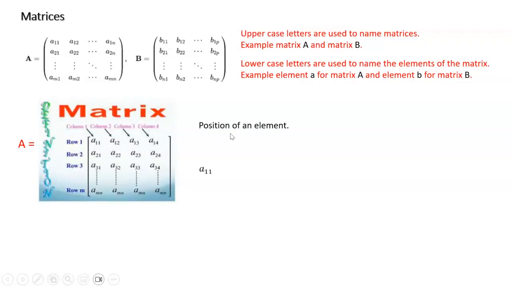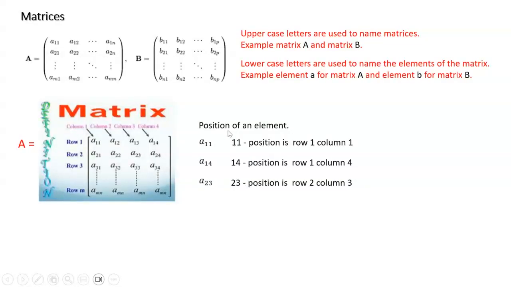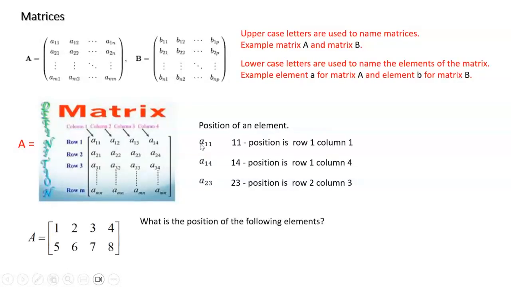This is called the position of an element. For example, A11 means, like I said earlier, the first row, first column. A14 means the first row, fourth column. A23 means the second row, third column. Now in this example, what is the position of the following elements? A13 means the first row and third column, so it's going to be 3. That's the entry. A24 means the second row, fourth column, which is where the 8 is. That's the position.